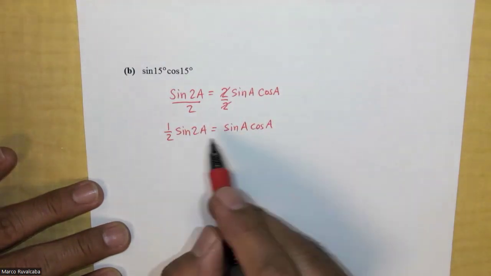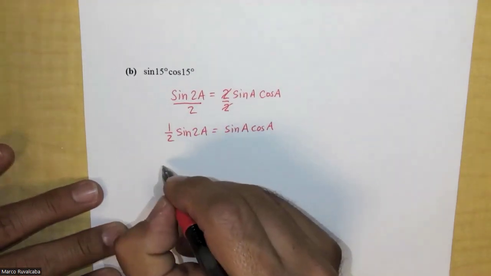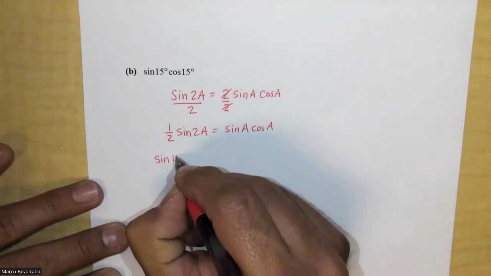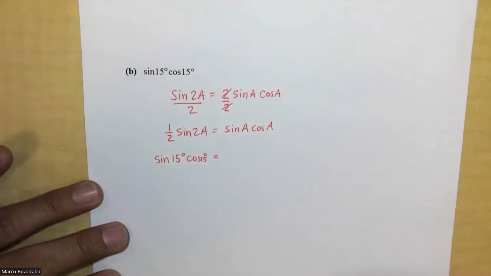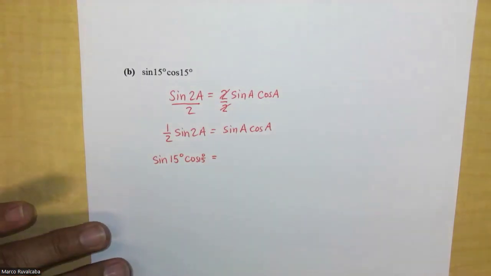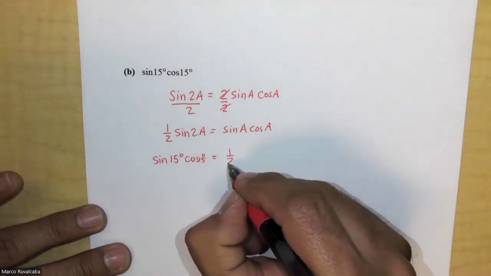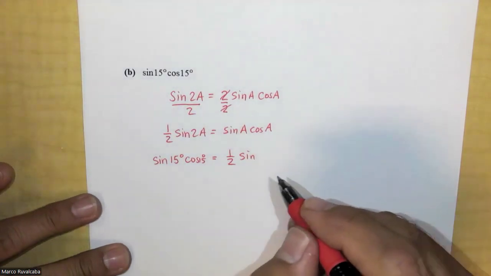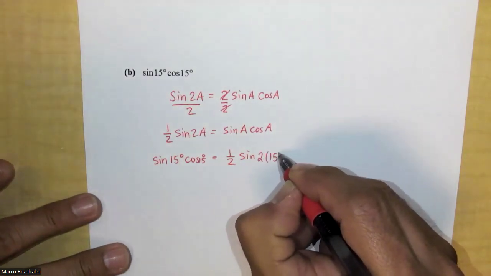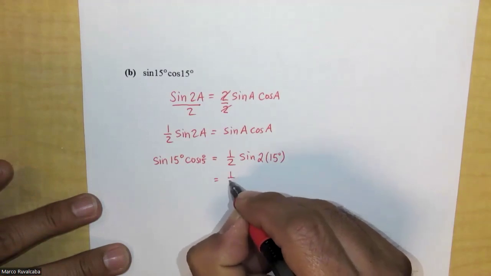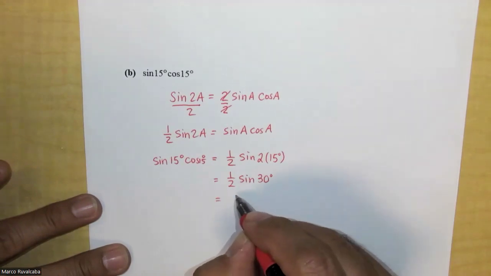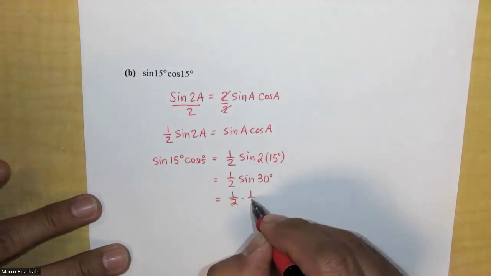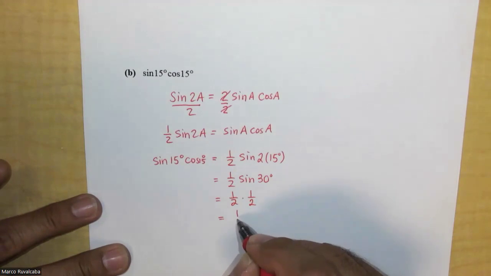And we're going to use this now to simplify it like this. So then the sine of 15 degrees times the cosine of 15 degrees is equal to 1/2 the sine of twice 15 degrees, which is 1/2 times the sine of 30 degrees. And the sine of 30 degrees is 1/2. So 1/2 times 1/2 is your answer, which in this case is 1/4.